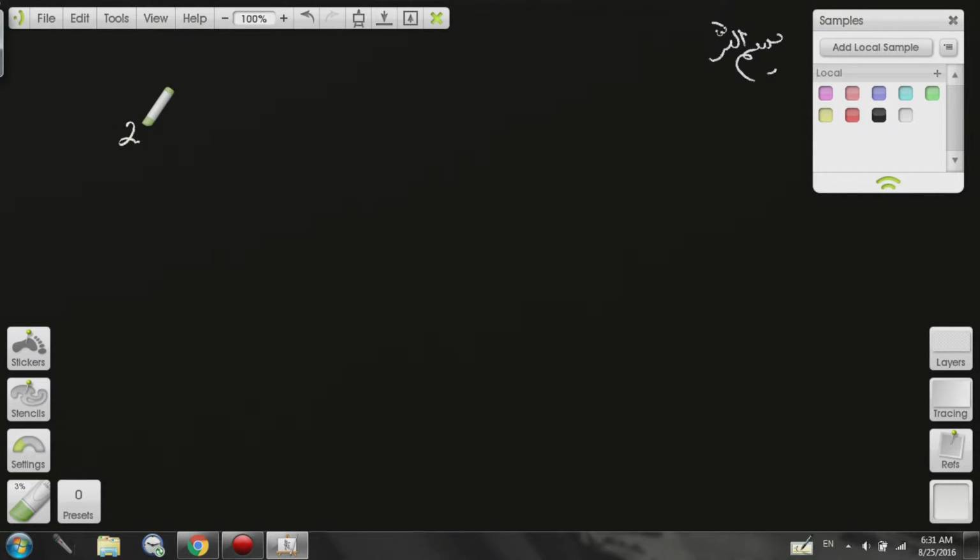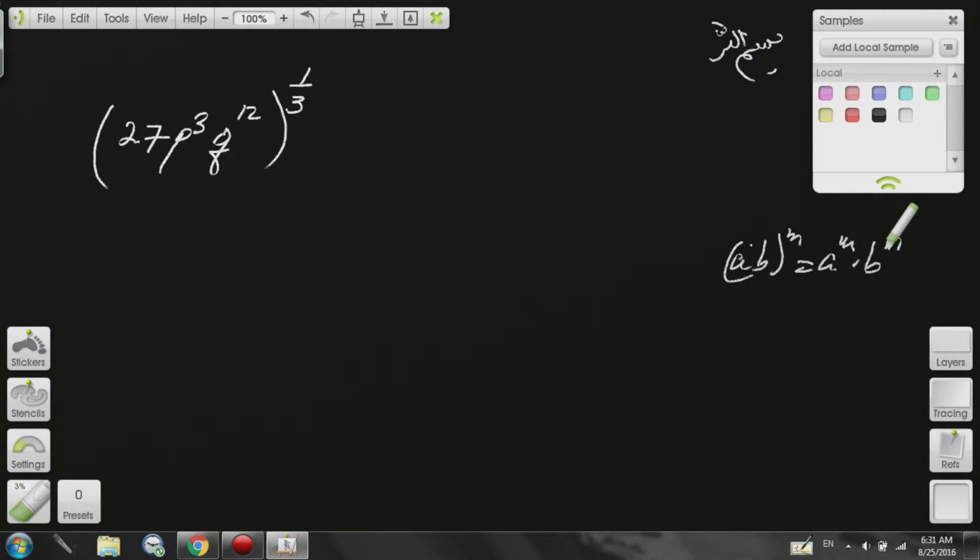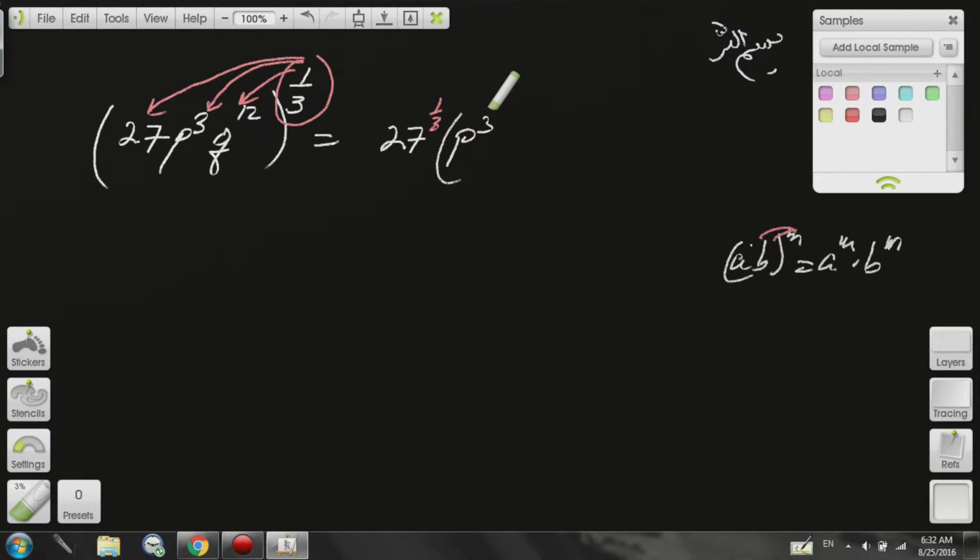Now this one is 27 p cubed q to the exponent 12, all to the exponent of 1/3. Here I'm going to use the property that (ab) to the m equals a to the m times b to the m. You can distribute the exponent like that. So I'm going to distribute the 1/3 to 27, to p cubed, and to q to the 12.